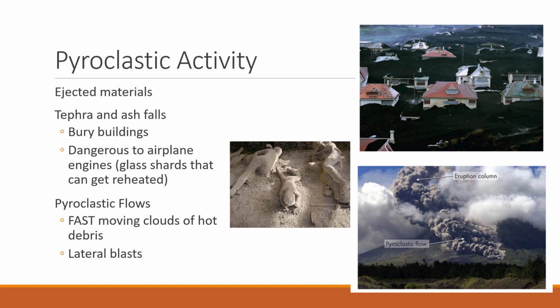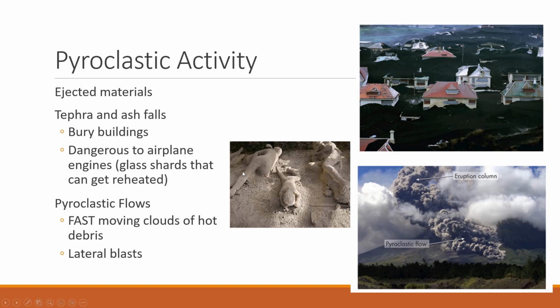We can have pyroclastic flows, which are again those fast-moving clouds of hot debris. And we can have lateral blasts. So we can actually have eruptions coming out the side of the volcano that is extremely directed. That's what we saw with Mount St. Helens. So these images are showing us ash flows. We're seeing the eruptive actual column and then the pyroclastic flow, which moves extremely fast.